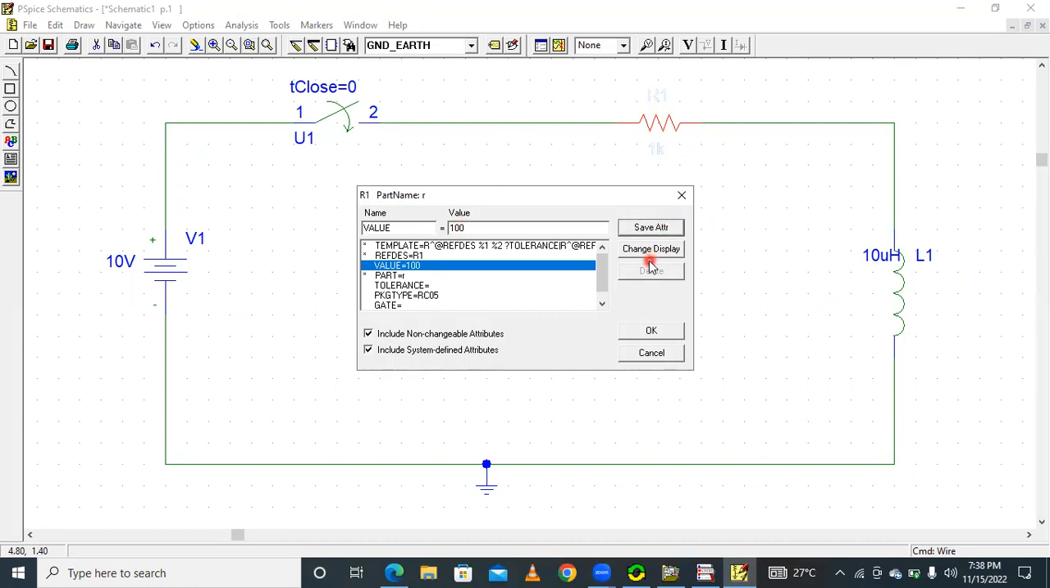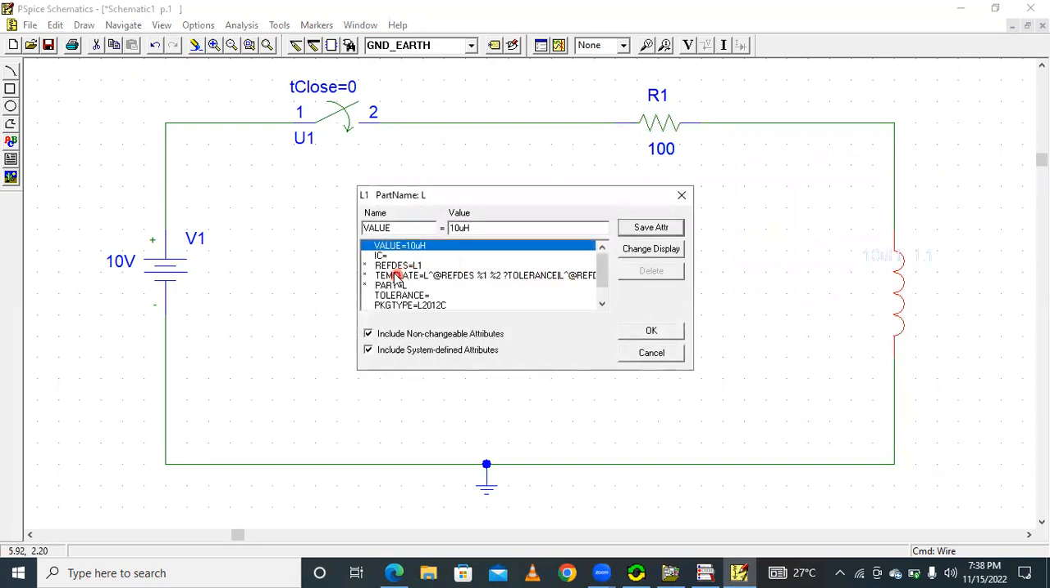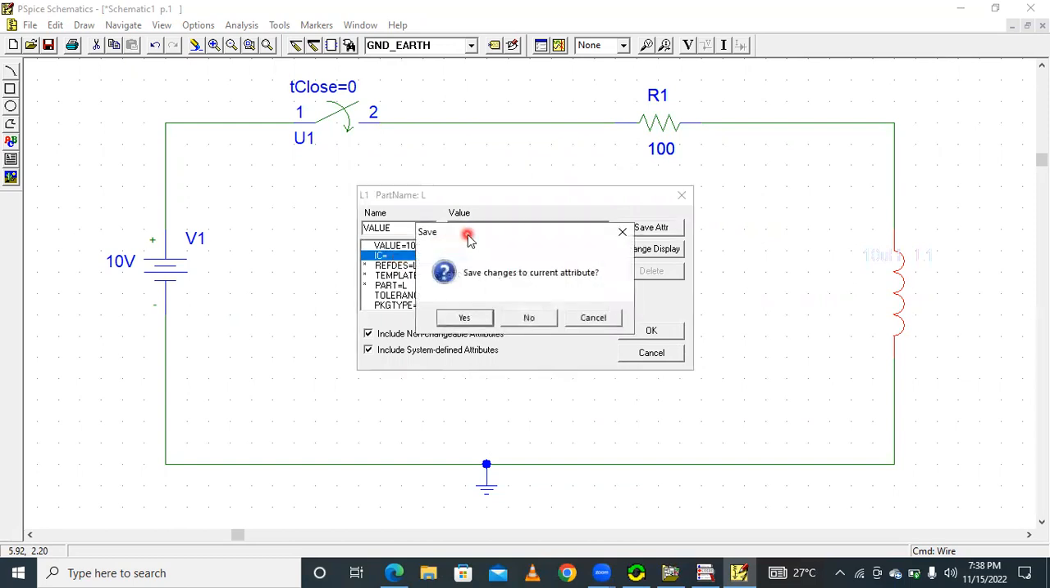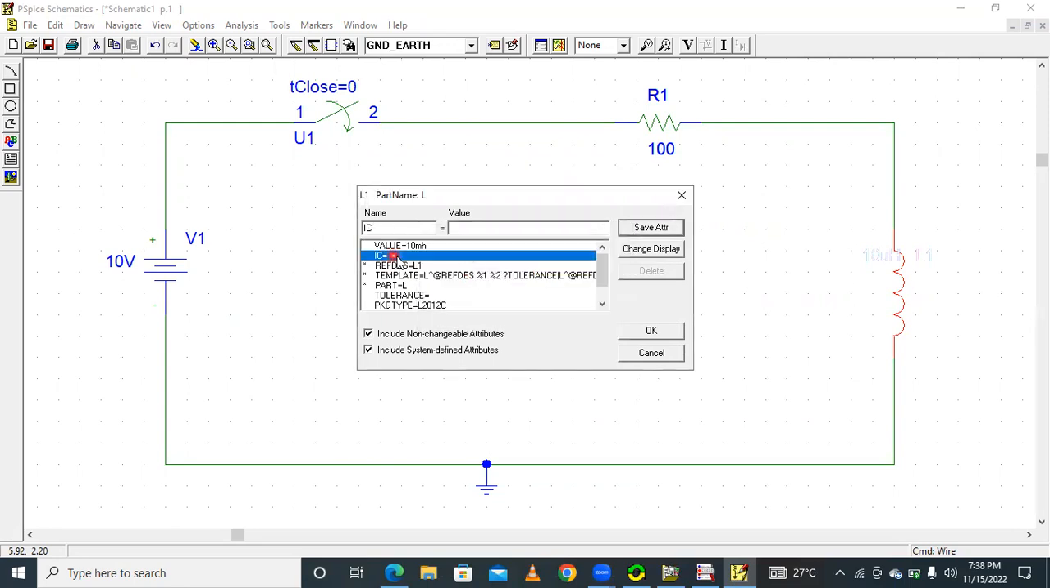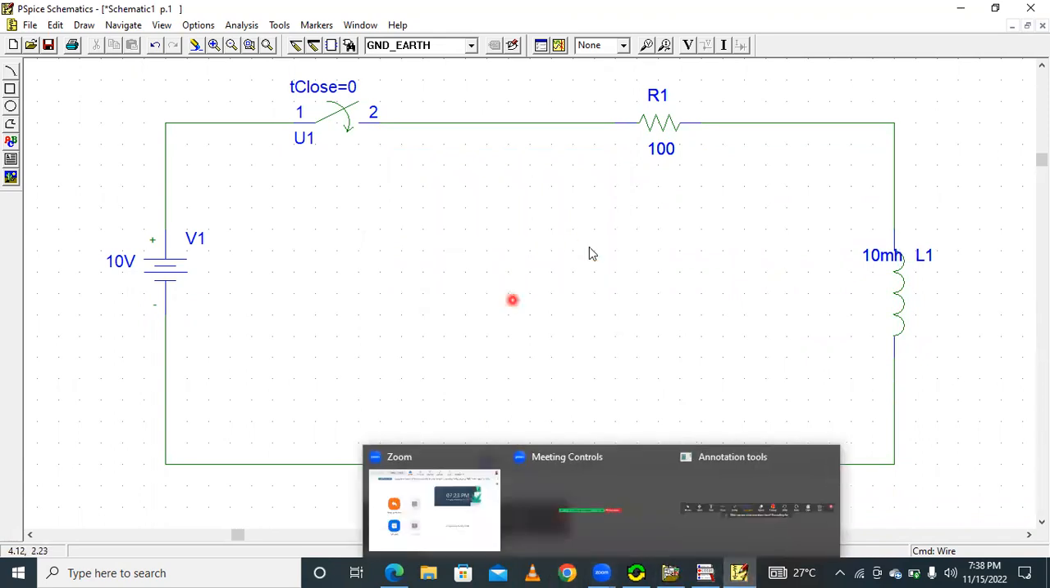And save all. And inductance is how much here? Inductance is equal to 10 millihenry, 10 mH. And also initial conditions are 0. Enter 0, save, and then okay. And connect it like this. So like this the circuit is designed.